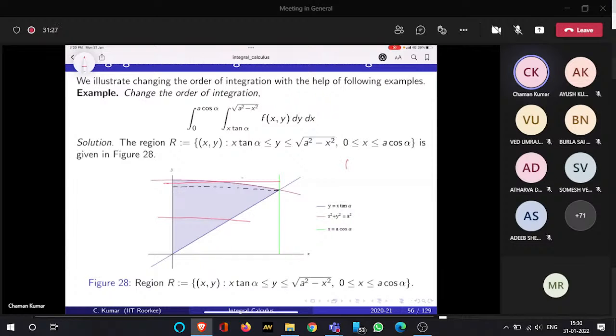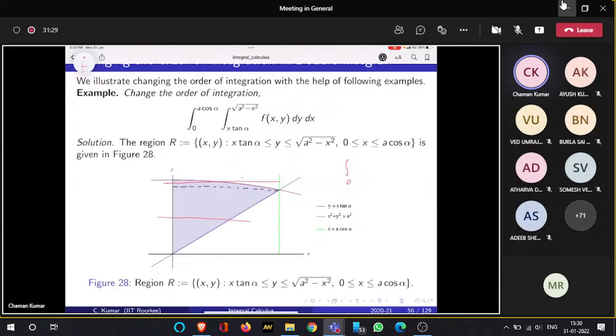So in the first region, the entry point is 0 and the exit point is on the circle x square plus y square is equal to a square, which means x is equal to the square root of a square minus y square. That is the entry and the exit point. And I'll not take the negative value because we are dealing with the first quadrant, where x and y are both positive.